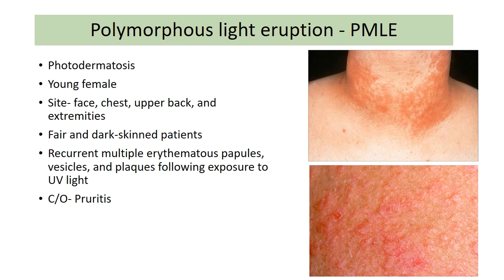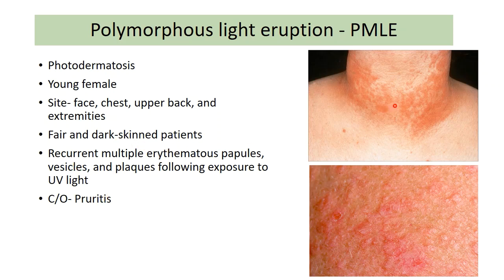Now we will discuss the entities of superficial and deep perivascular dermatitis. The most common entity is polymorphous light eruption. It is a photodermatosis. It is common in young females. The most common sites involved are face, chest, upper back and extremities. It affects both fair and dark skinned patients.